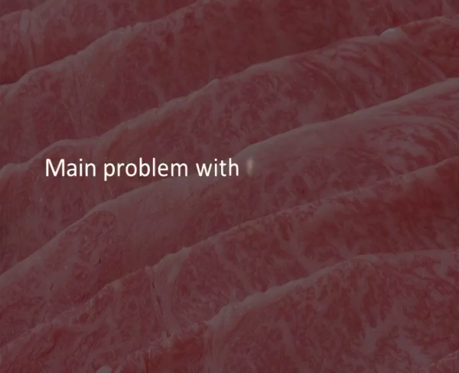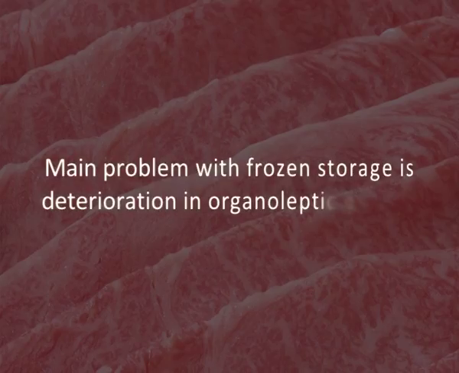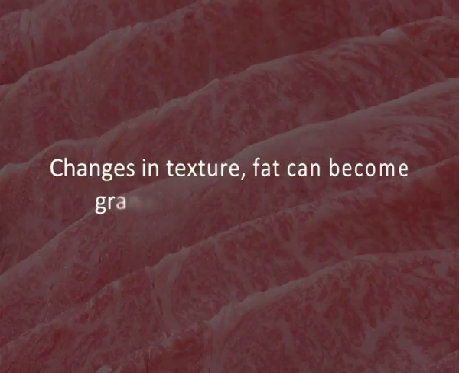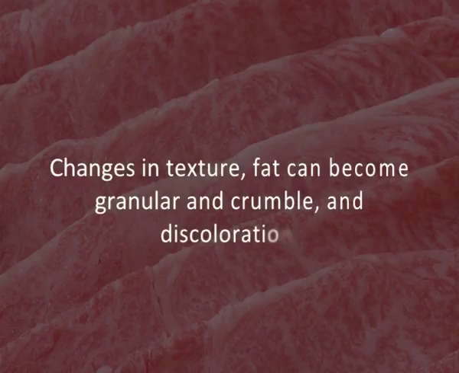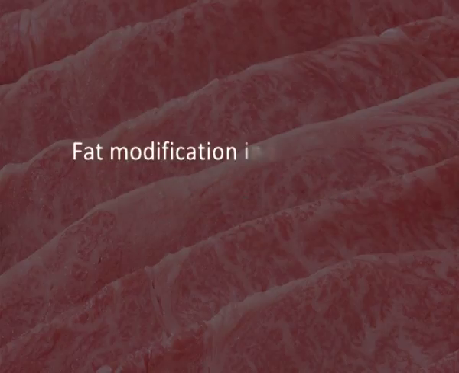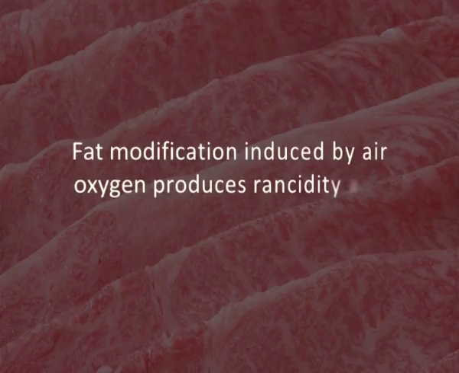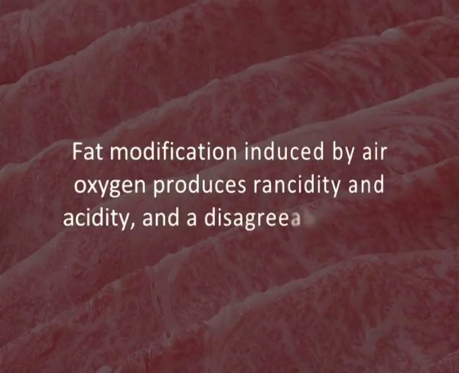And particularly during thawing, moisture loss will generally be lower. The main problem with frozen storage is deterioration in organoleptic quality. There may be change in the meat texture, fat can become granular and crumble, and there can also be some discoloration of the meat. Fat modification induced by air oxygen produces rancidity and acidity and a disagreeable taste.